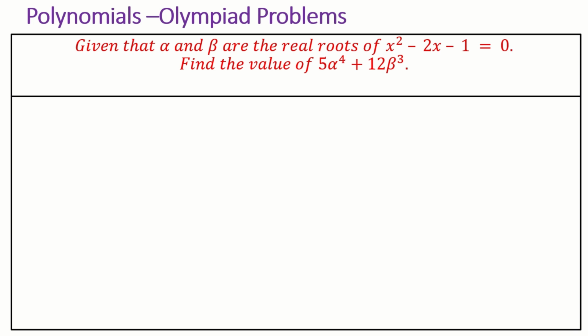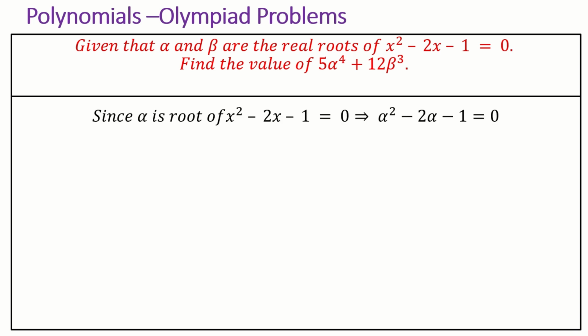How can you do that? So you need an equation in alpha, you need an equation in beta. How do you do that? We know that alpha and beta are real roots. So you substitute alpha in the equation. Since alpha is the root of this quadratic equation, alpha square minus 2 alpha minus 1 equal to 0. So alpha square equal to 2 alpha plus 1.